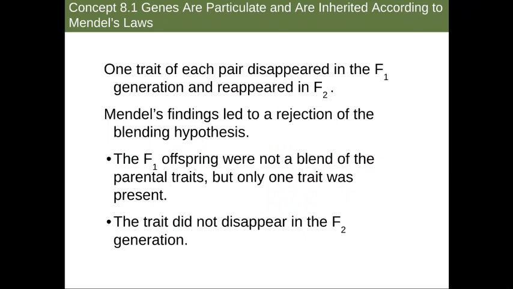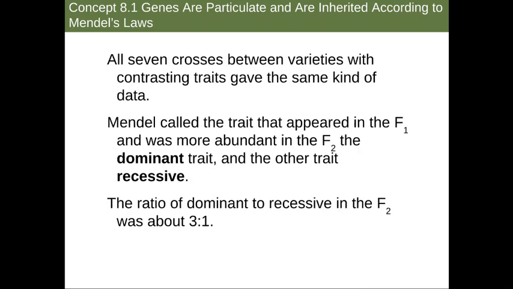This finding led to the rejection of the blending hypothesis because the F1 offspring were not a blend of the parental traits. Only one trait was present, and the other trait did not disappear in the F2 generation either. We just saw that the wrinkled seed did return in the F2 generation. So all seven crosses between the varieties that he had gave the same kind of data.